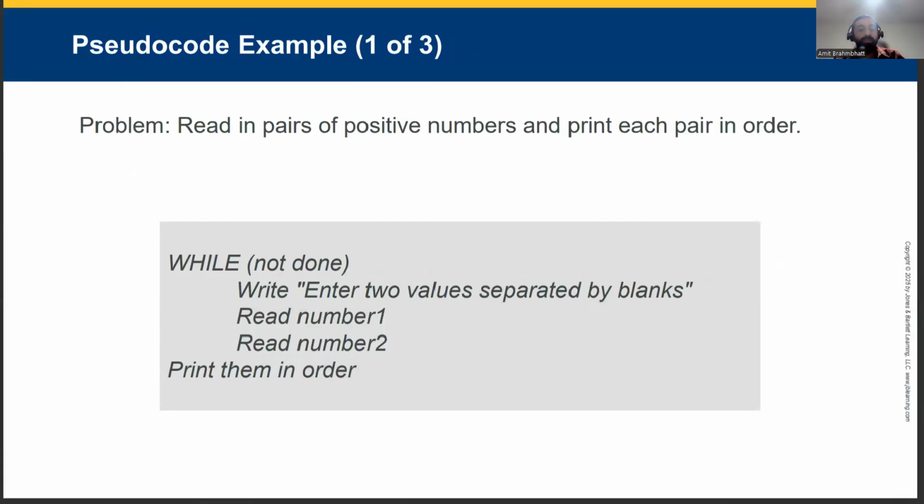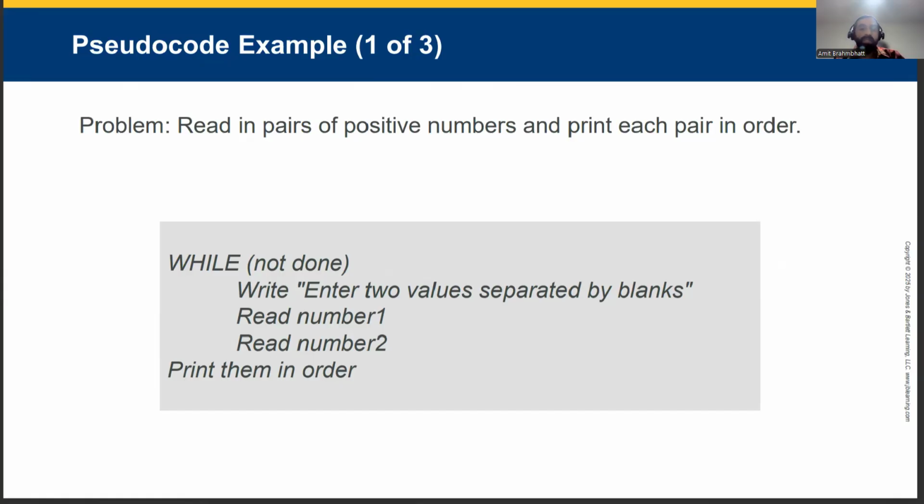Pseudocode example. Here we see a pseudocode problem: reading pairs of positive numbers and printing each pair in order. The pseudocode begins with a while loop that continues until the task is complete. Inside the loop, the program prompts the user to enter two values separated by blanks.